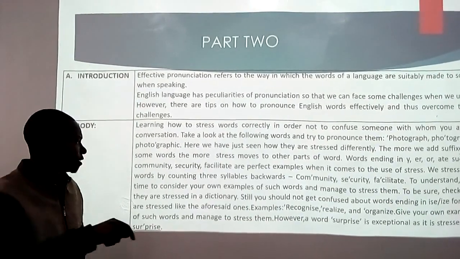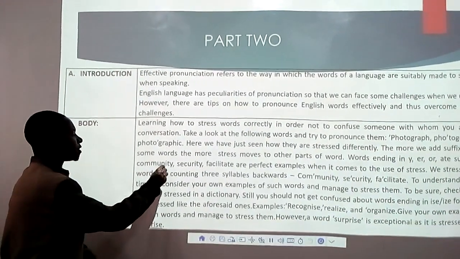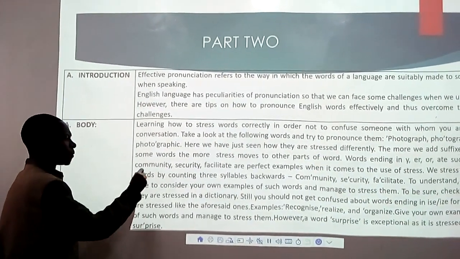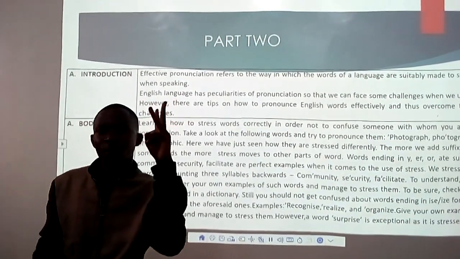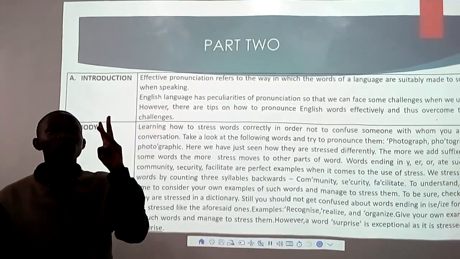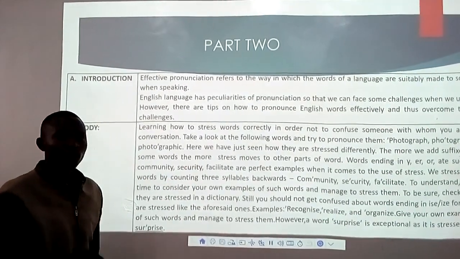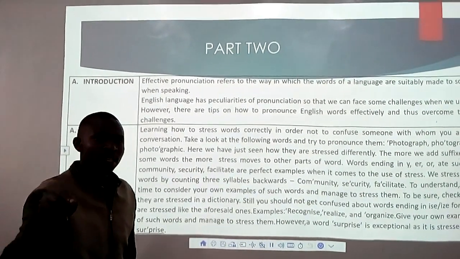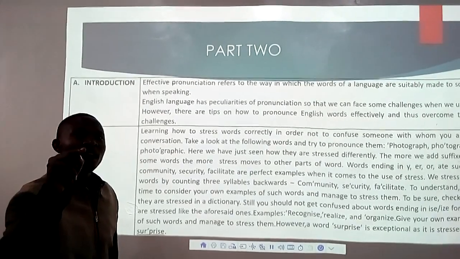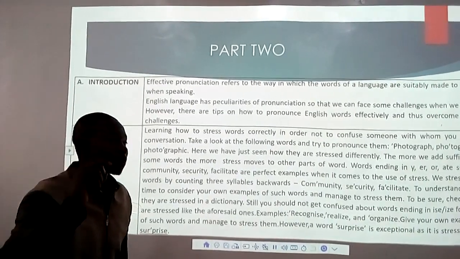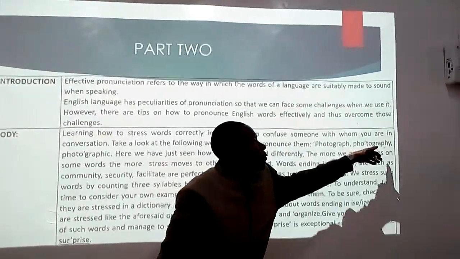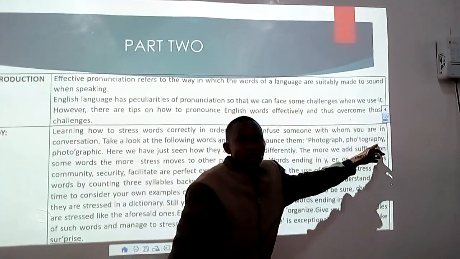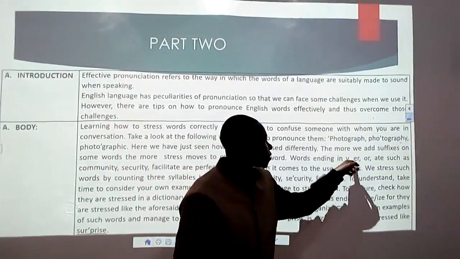For example, I've seen community. Now, help me count this. Okay. You see, there is com-mu-ni-ty. How many syllables? 3 syllables. Because of what? Because of this y. When you have been asked to stress such words, you have to count 3 syllables backwards, just as we did here.